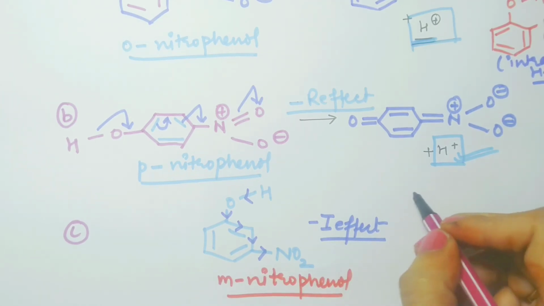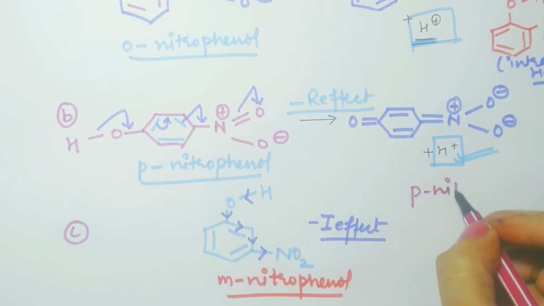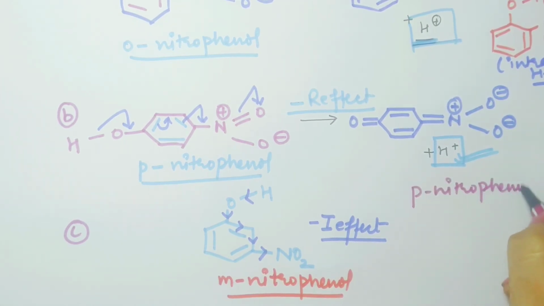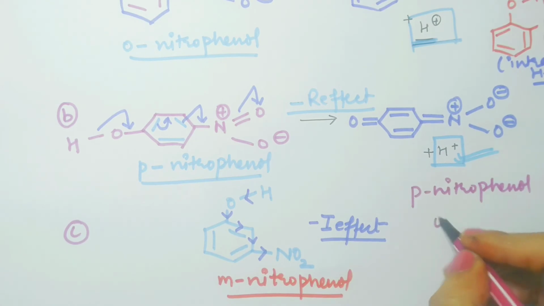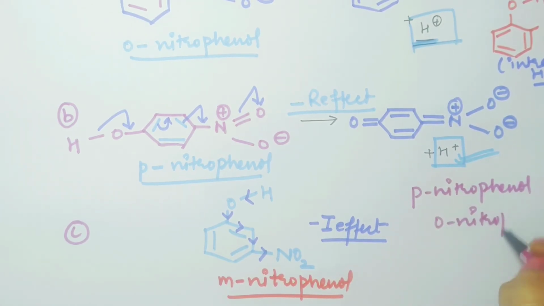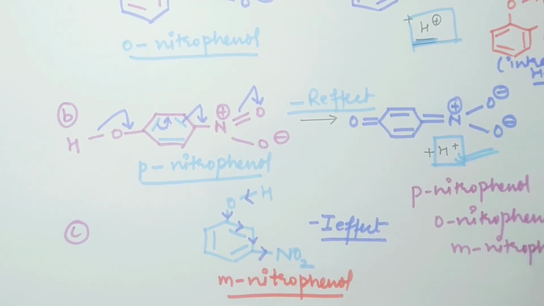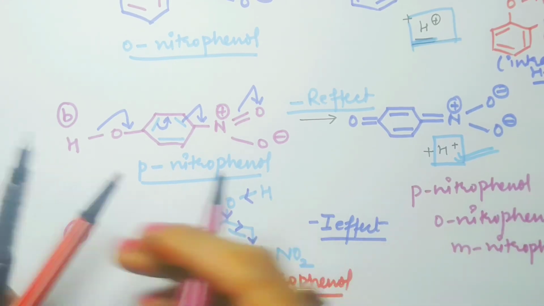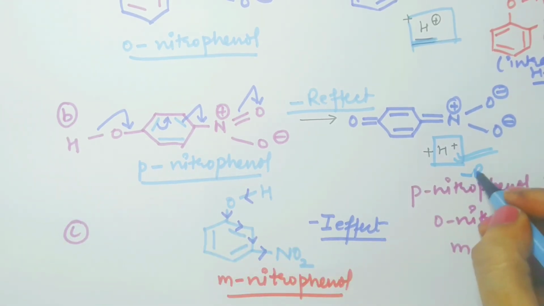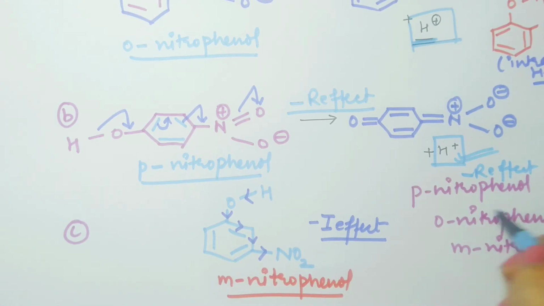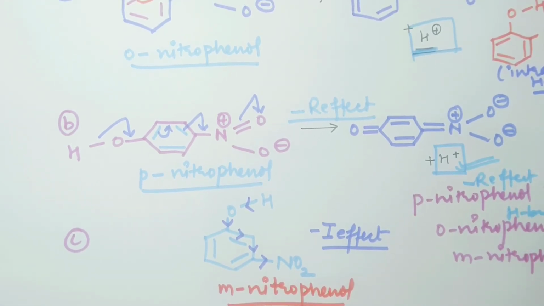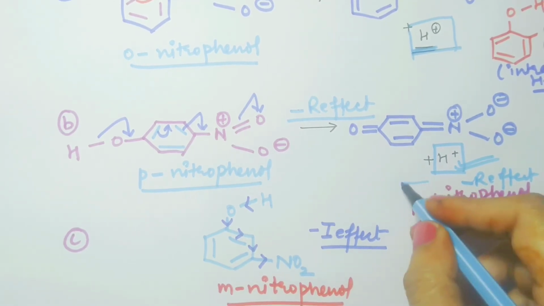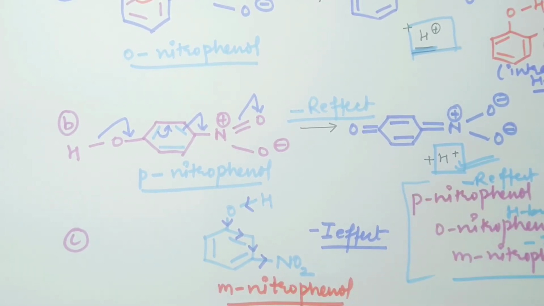So we have an order: paranitrophenol is more acidic than orthonitrophenol, which is more acidic than metanitrophenol. Paranitrophenol is due to minus R effect. This is intramolecular hydrogen bonding, and this is due to minus I effect. This is all about your electron withdrawing group. Next we'll be taking the electron donating group.